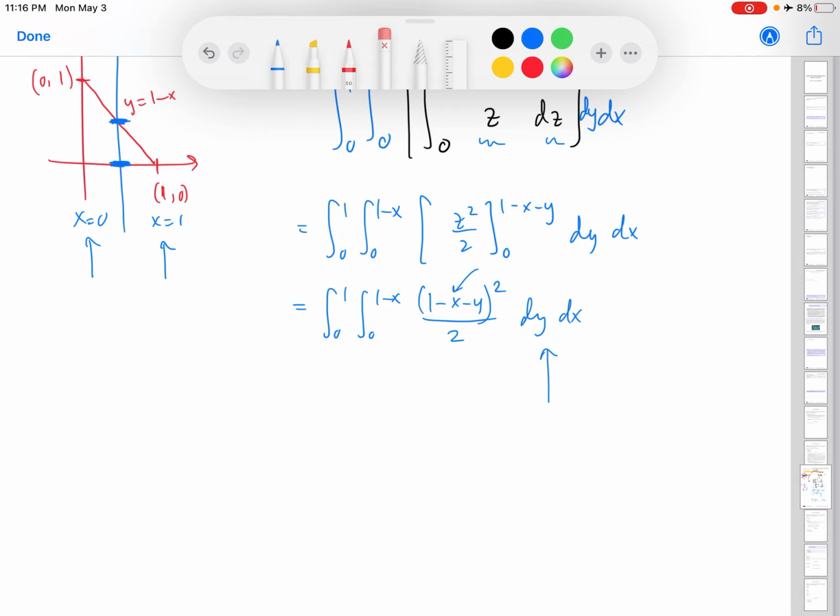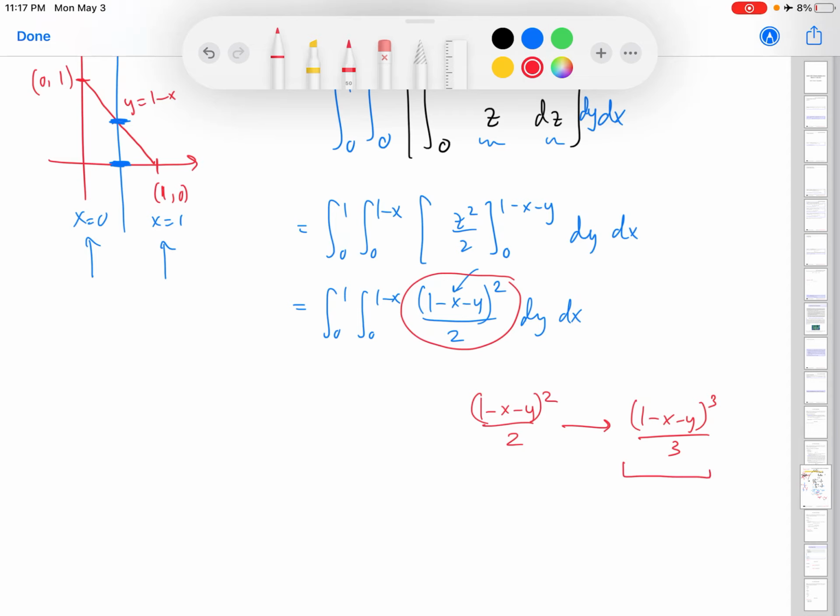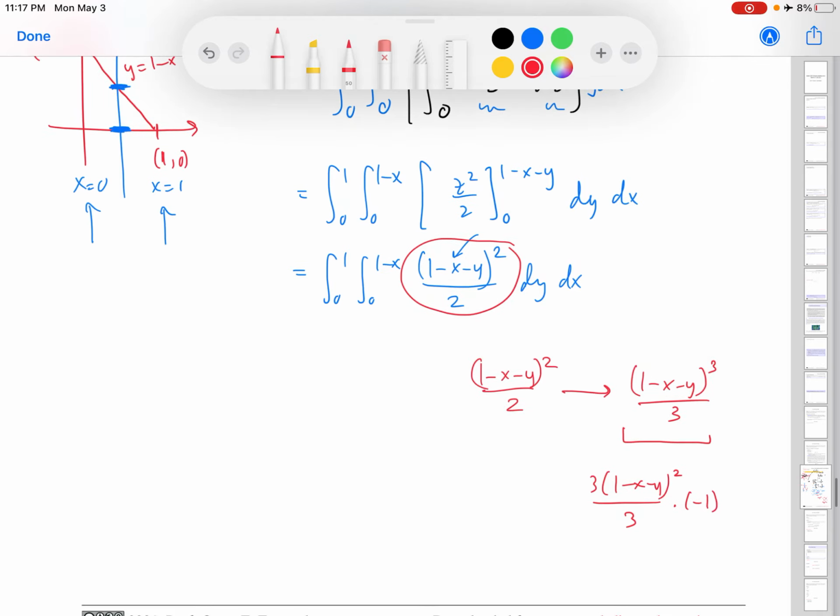A very quick way to do the u-substitution is to think of this integrand, (1 minus x minus y) squared over 2, in the same way. If I integrate this, you might think (1 minus y minus x) cubed over 3, and maybe some other negative sign somewhere. We don't know that yet, so we can take this expression and differentiate it with respect to y, a partial derivative. We would bring down the 3, the 2, and then times the derivative of the inside with respect to y, which would give us a negative 1. Okay, so we don't have that here, so we put it in.